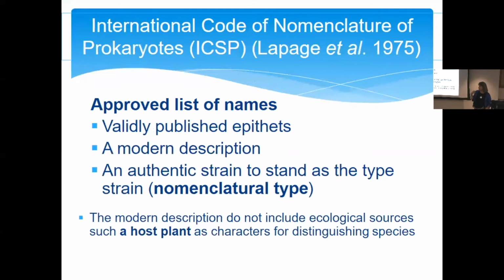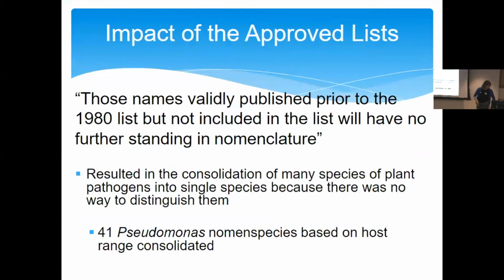So most of our species, in fact, were based on this new host, new species cliche. And all of a sudden, most of our species were going to go away and disappear, in fact, be consolidated. And this is the result of that approved list in 1980. So for example, the Pseudomonas syringae, there were 41 nomen species, and most of those were consolidated into Pseudomonas syringae. Okay, and the problem with that is that we still needed to be able to distinguish the pathogen from celery from the pathogen from tomato.